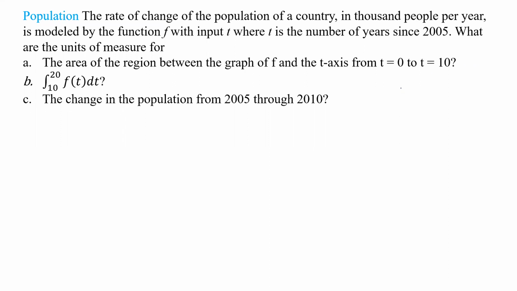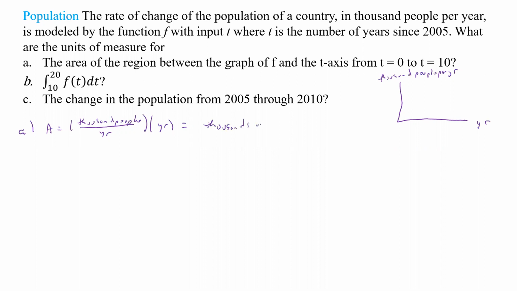So let's think about this. Let's look at that first one, the area of the graph. If f is in 1,000 people per year, and t is in years, then for A, the area is going to be 1,000 people per year times years. And so that's just going to be 1,000 people. So A's units are going to be 1,000 people.